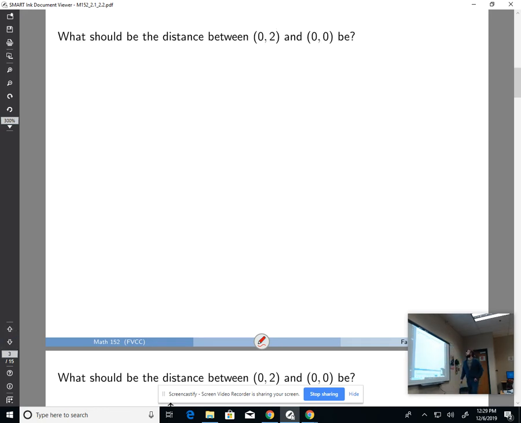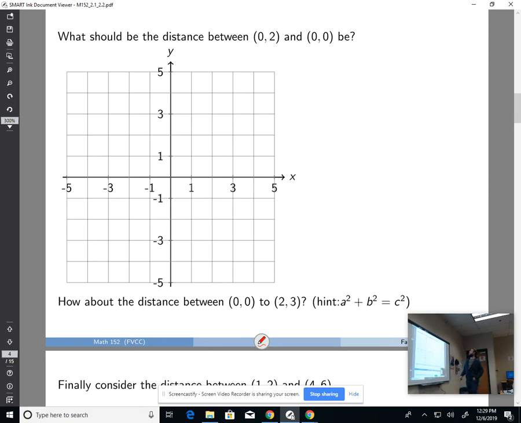But what should be the distances there? Let's start simple: (0, 2) and (0, 0). This seems almost silly. That distance is all in a straight line, which seems easy. We know that should be 2. How about, however, if we want to go from (0, 0) to (2, 3)? There we're looking for this distance.